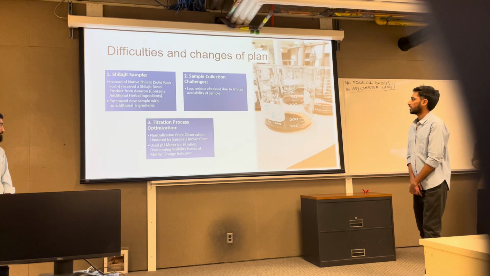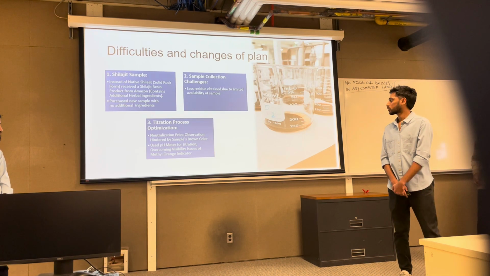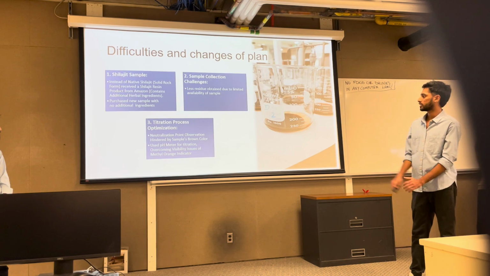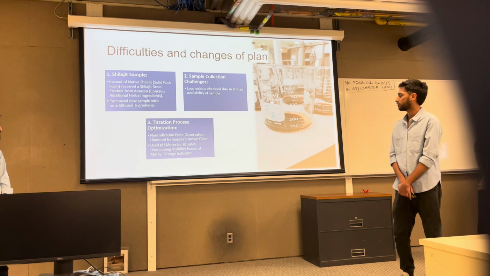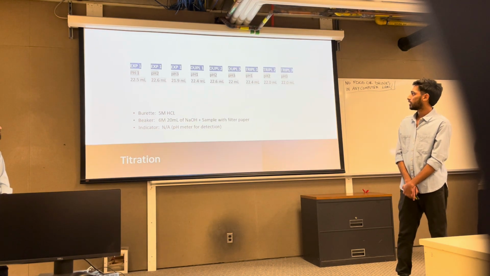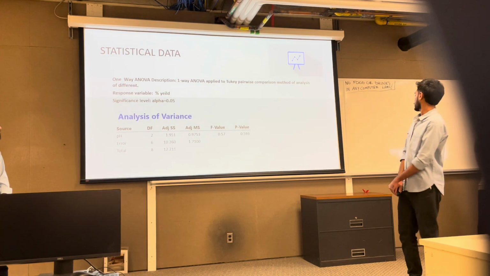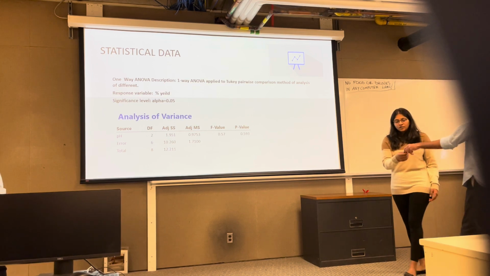During the titration process, our sample was brown in color. So we couldn't use the methyl orange indicator because the color was not visible. So we used the pH meter instead of that. So these are the readings. So I'm going to ask Parag to describe the statistical data.